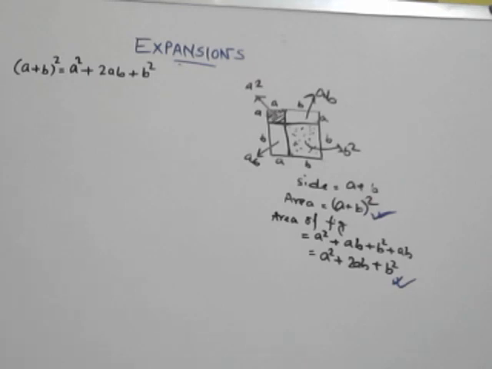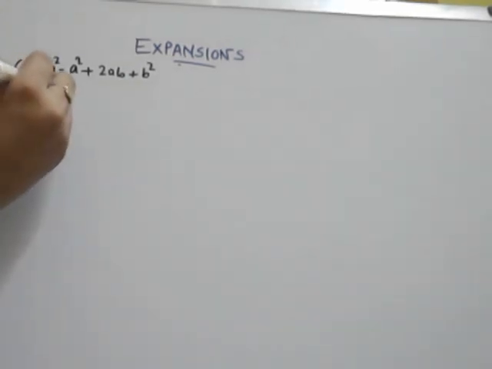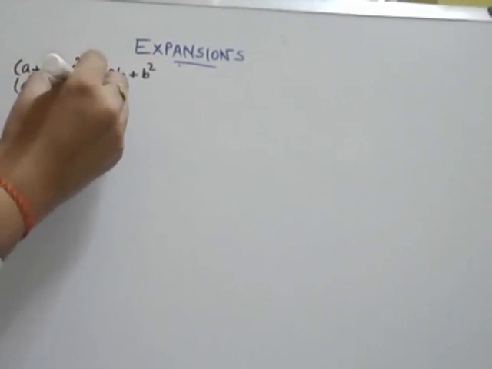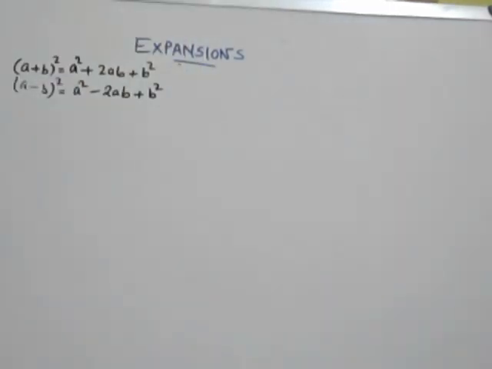Now we know the second formula, that is (a − b)² = a² − 2ab + b². These two formulas are the basic ones: (a + b)² and (a − b)².